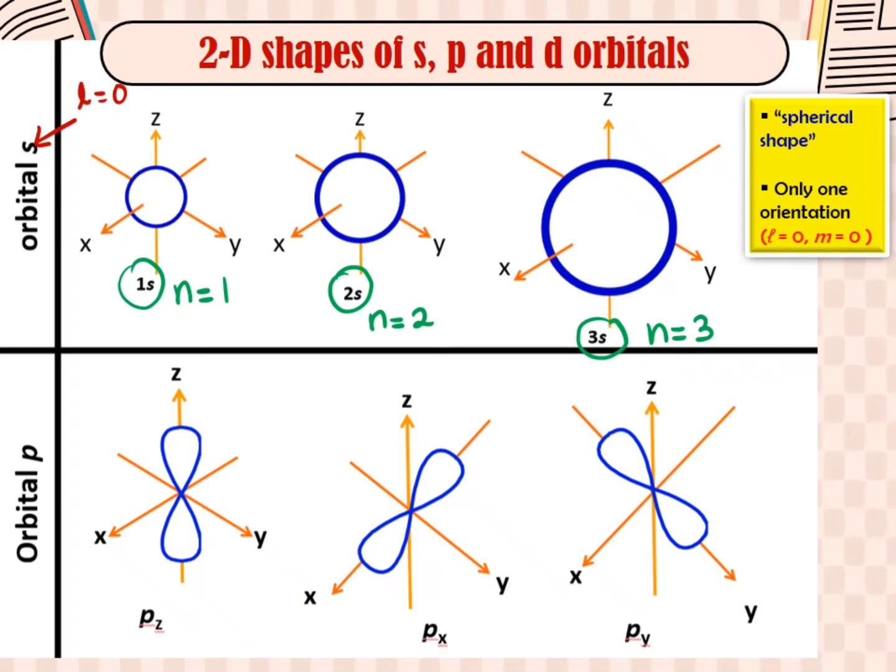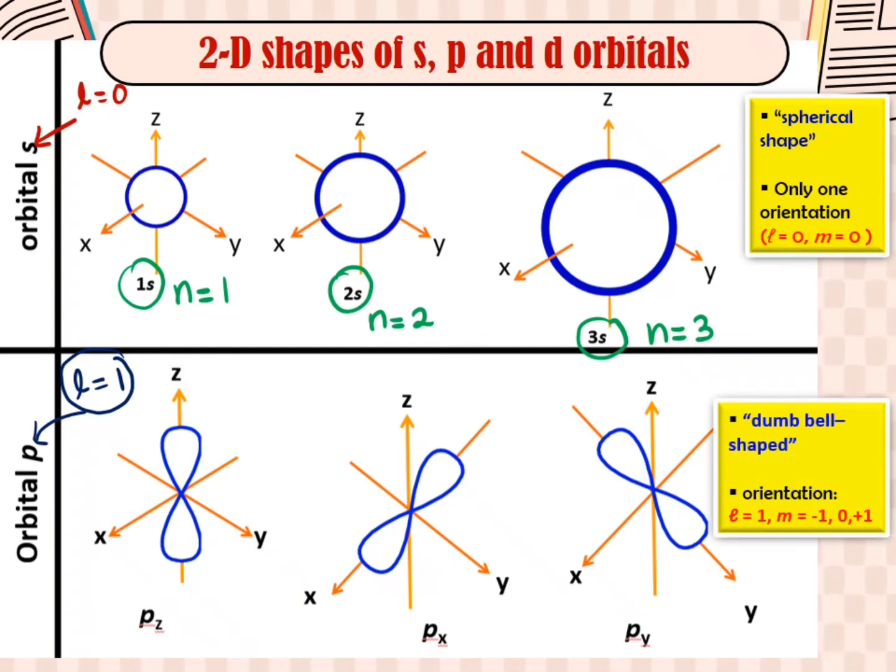Okay, next we look at p orbital. P orbital, just now we know that p refer kepada l equal to 1. So l equal to 1, just now we know that m equal to -1, 0, +1. So dia akan ada 3 shapes. Okay, 3 types of shape. Okay, the shape for p orbital adalah dumbbell shape. Okay, dumbbell shape. Dia ada 2 loops, 2 kelopak.